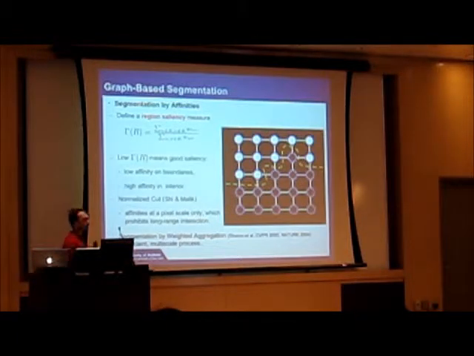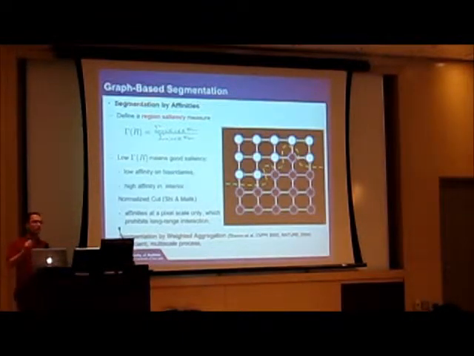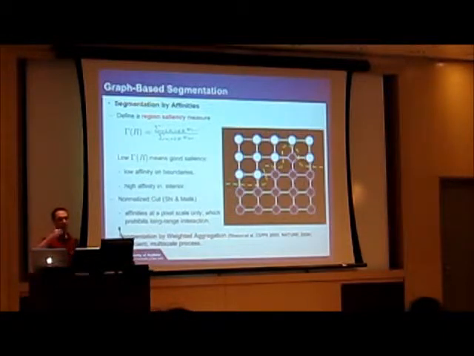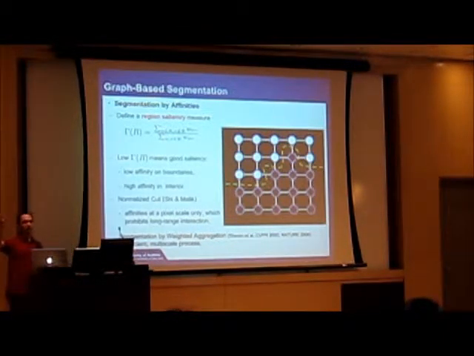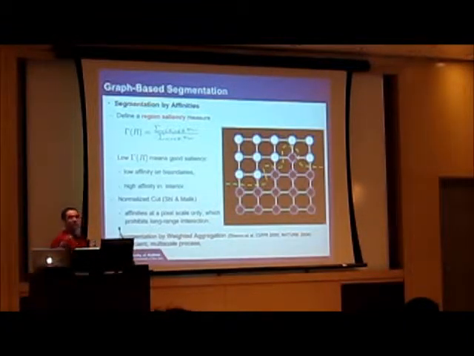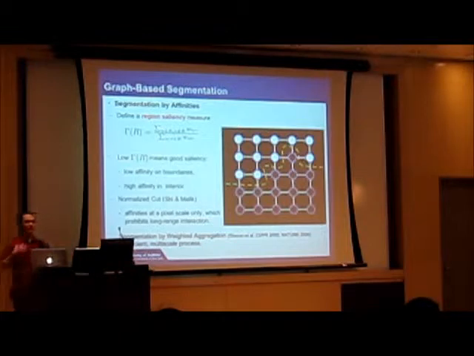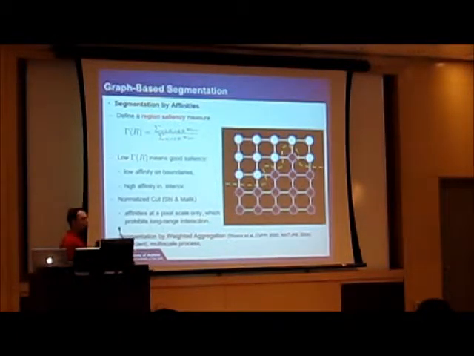And say you have a region R in your image, you might define some saliency function, gamma of R, right? So it's a ratio of the sum over all the affinities along the boundary of that region. So we want that sum to be really low, so we want it to be well separated from its surrounding, over the sum of all the affinities within the region. We want that to be high. We want to have some kind of a consistent affinity inside of that region. This is called normalized cut. This is not something new.